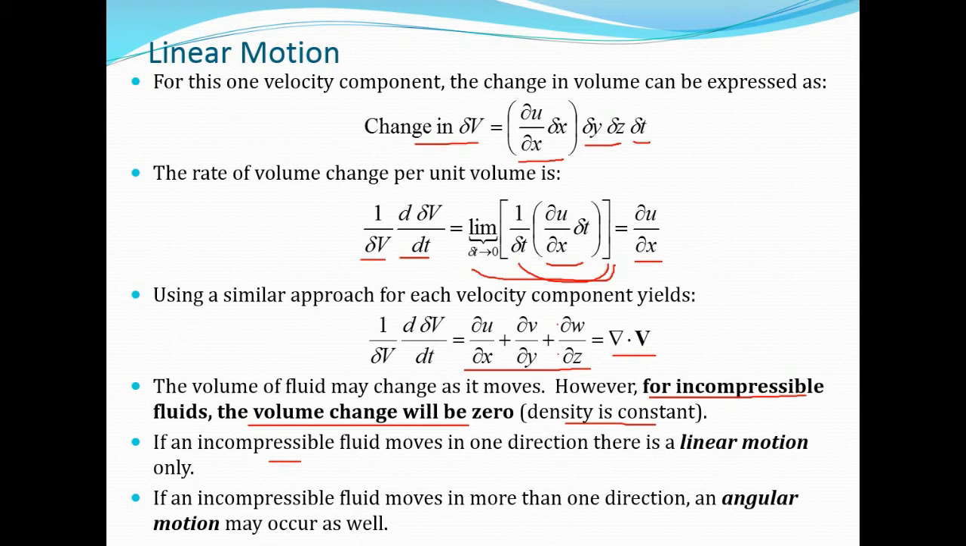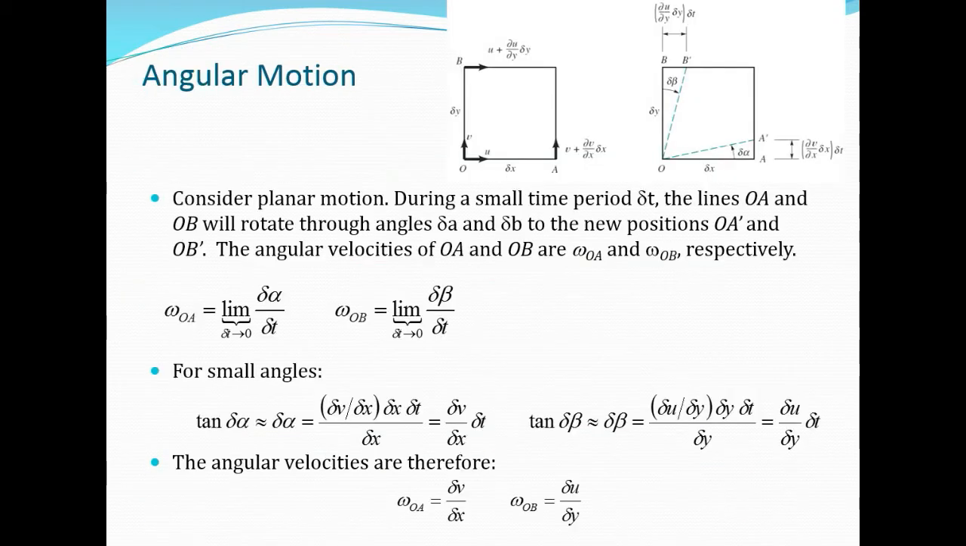An incompressible fluid only moves in one dimension. If it only moves in one dimension, then it's just linear motion. Now, if it moves in more than one direction, then angular motion may occur as well. In fact, most of the time it would, unless there were some really special cases where it was non-rotational, and we'll learn about that in a minute. So let's look at angular motion.